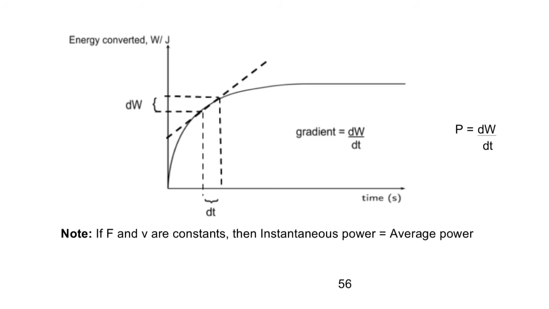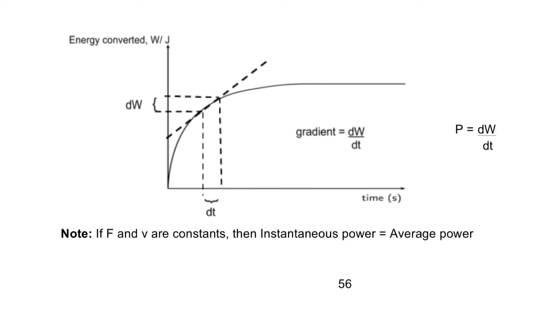That's it. So if you have a graph of energy versus time, then since power is the rate of change of energy, it is the gradient of the graph. You understand? So if you want to find the gradient of a curve, draw a tangent first and then find the gradient. That is called instantaneous power.